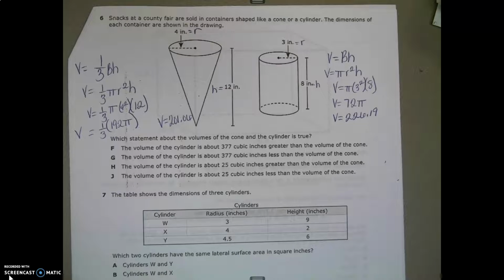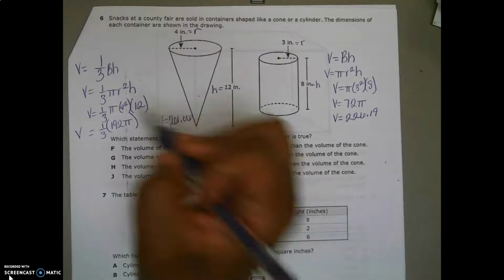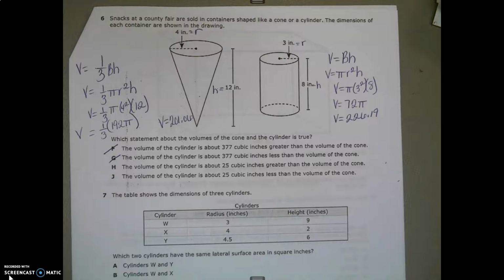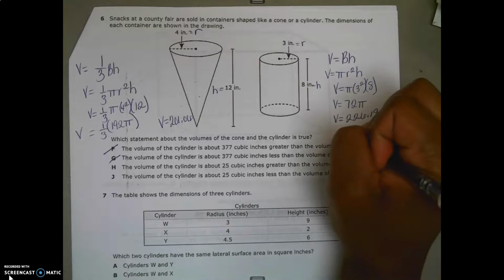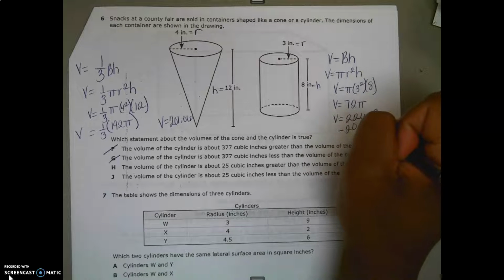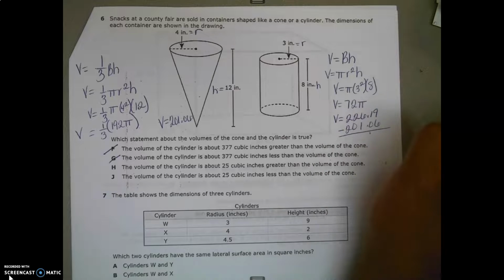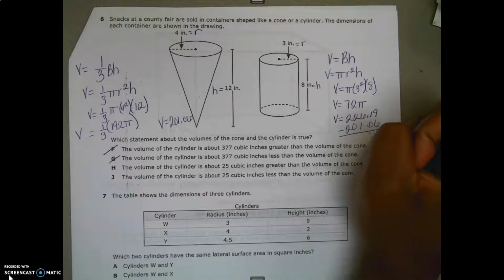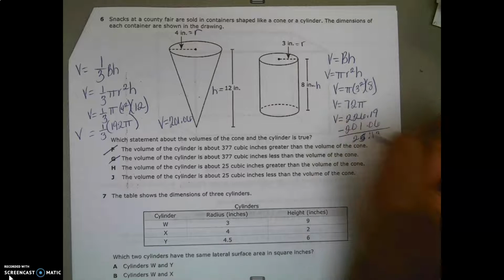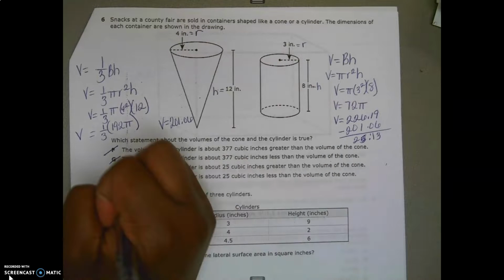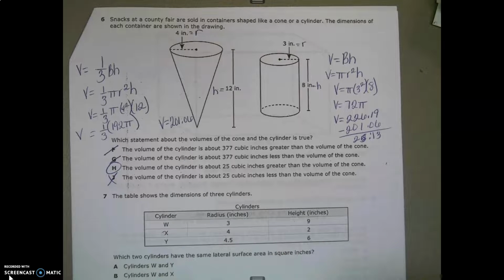So it says the volume of the cylinder is about 377 cubic inches greater than the volume of the cone. And that is not accurate. So we can get rid of F and G. And then it says the volume of the cylinder is about 25 cubic inches greater than the volume of the cone. So if I were to subtract these two numbers, you would get 25.13, which is roughly that. So H is your answer.